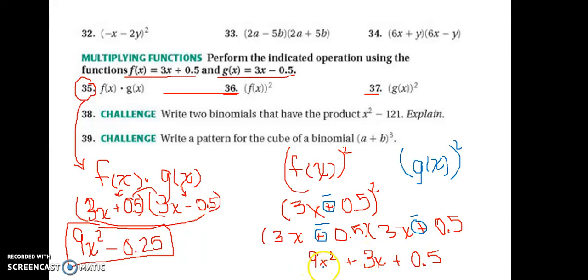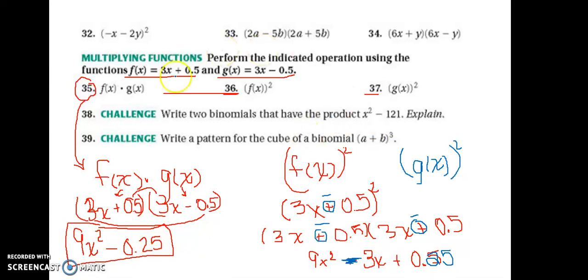Well, it's not going to change the first term. It's still going to be positive 9x squared. It's the middle term that will change, because both the outer and inner are going to give you a negative 1.5x. So that means the 3x becomes negative 3x. Let's write over top of that: negative 3x, but it's still positive. Oops, I had the wrong answer before. That should have been 2.5. My apologies. That should have been 2.5 for the other one also.